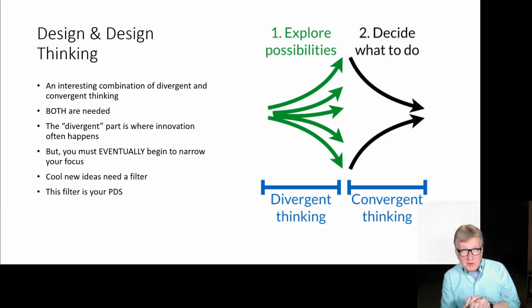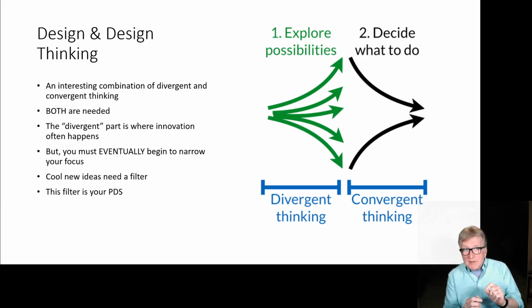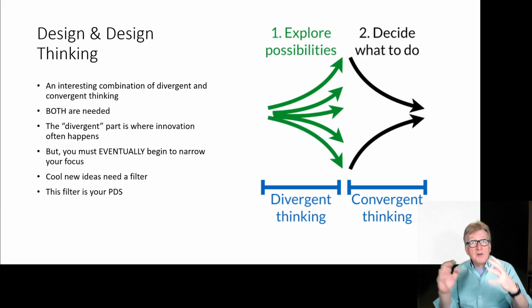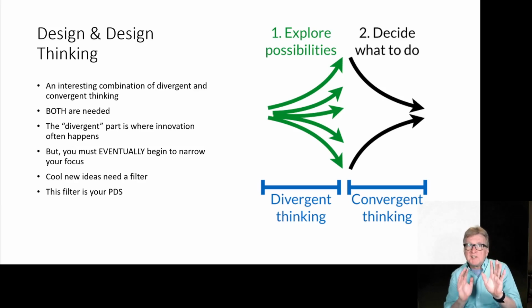And now what I'm going to have you do is to begin to think about these product design specifications. To be able to do that, I want to introduce an idea that a lot of you have probably heard about before. It is a concept that is central to design and design thinking. Design thinking is an interesting combination of both divergent thinking but also convergent thinking, and both are needed. They're needed at different times and different stages during the course of your project, during the course of the design process. So what is divergent thinking?